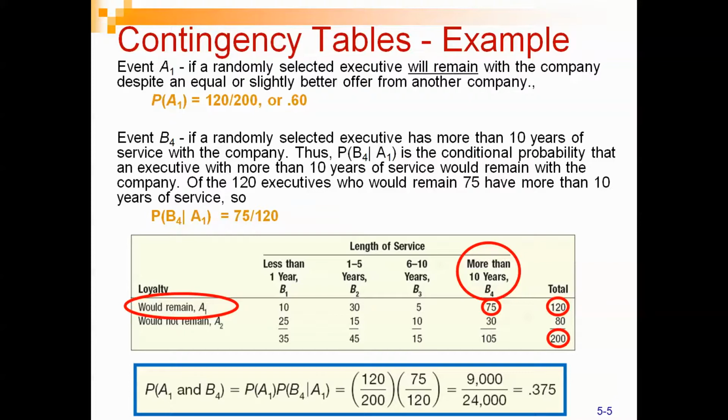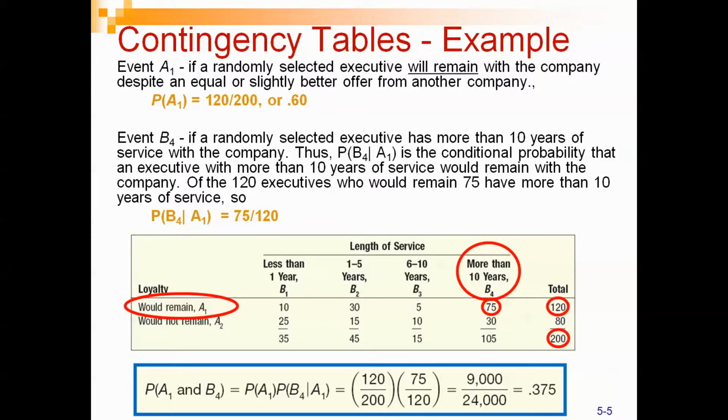Therefore, the conditional probability that an executive with more than 10 years of service would remain with the company reads right here, and that is the probability that B sub 4 given A sub 1 occurs. Out of 120 executives in our sample who would remain, 75 have more than 10 years. And for that we need the value at the intersection of A sub 1 and B sub 4 from the table, which is 75.